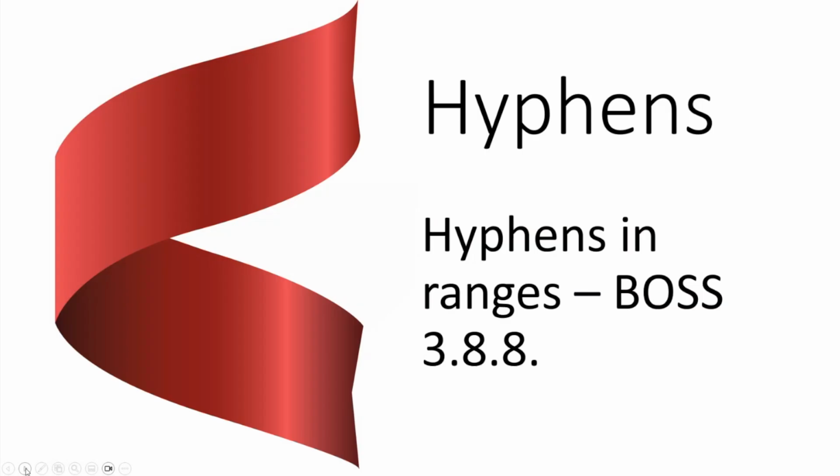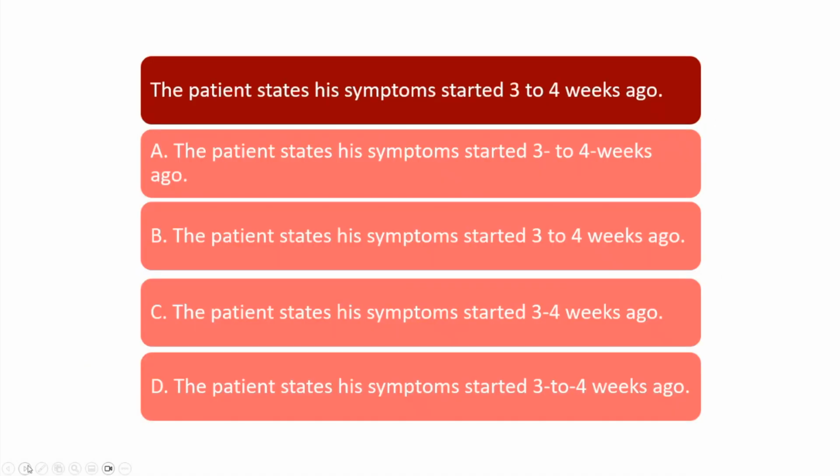Okay, let's move on. So more hyphens, and this one is talking about hyphens in ranges. So Book of Style and Standards 3.8.8. Let's take a look at an example here. The patient states his symptoms started 3 to 4 weeks ago. So that is how it is dictated. Take a look at the options for the answer and let me know in just a couple seconds which one you think is correct.